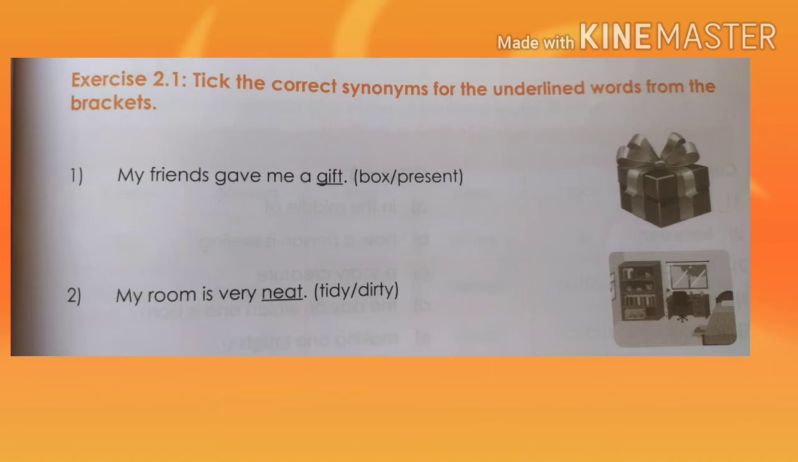So first is, my friend gave me a gift. In the bracket box: oblique, present. So which is the correct synonym for the gift? That is the present. So we have to tick the present. Then second sentence is, my room is very neat. So which is the synonym for the neat word? That is the tidy. So we have to tick on the tidy.